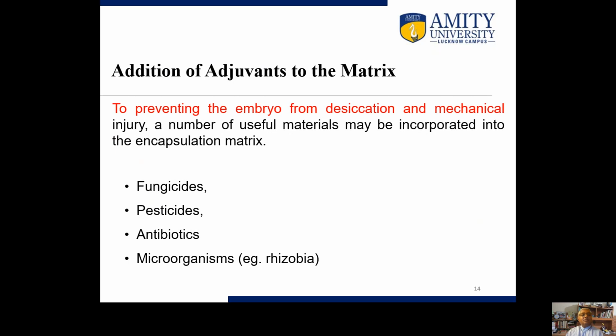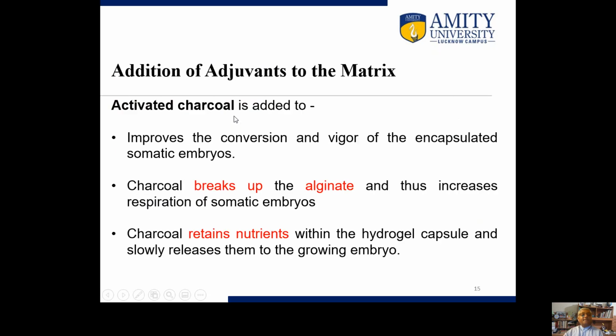In addition to that, to prevent the embryo from desiccation and mechanical injury, a number of useful materials may be incorporated into the encapsulation matrix. These materials are fungicides to protect from fungal infection, pesticides, and antibiotics to protect against the growth of bacterial spores. Some mycorrhizal associations are also incorporated, which helps in providing nutrition and also gives a symbiotic relationship to the organ.